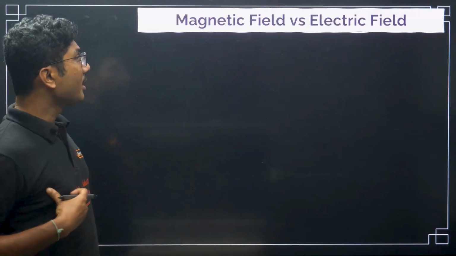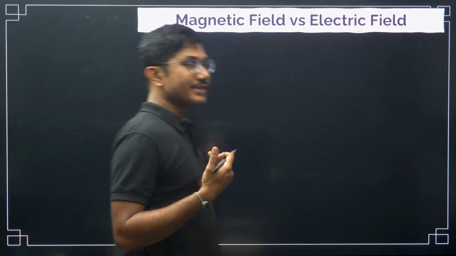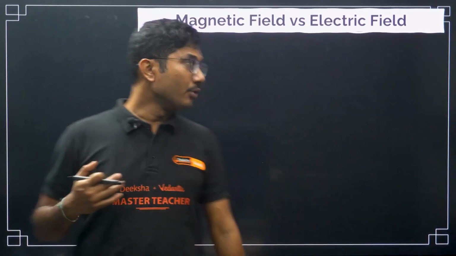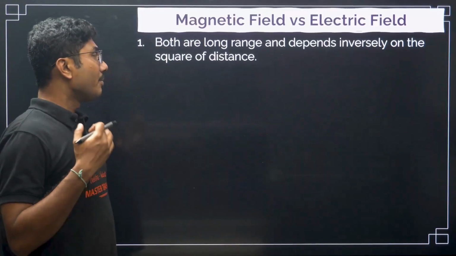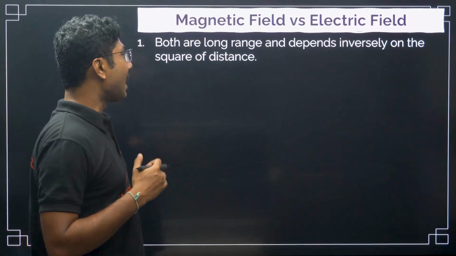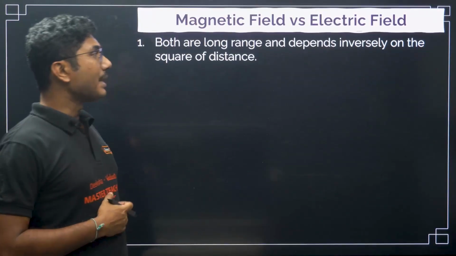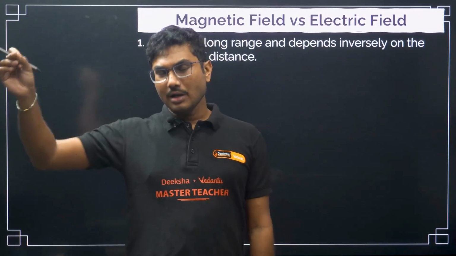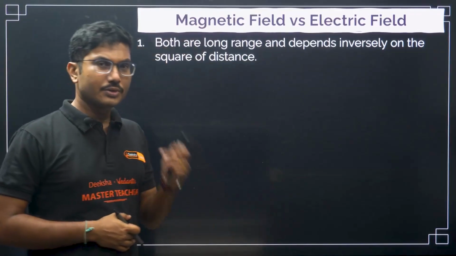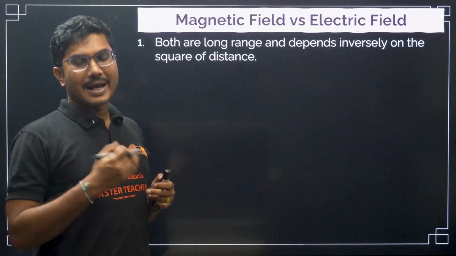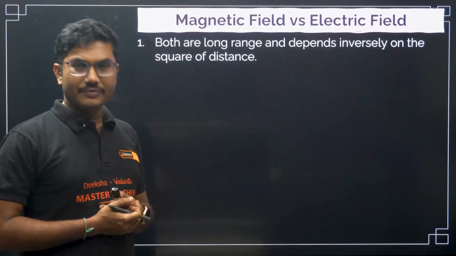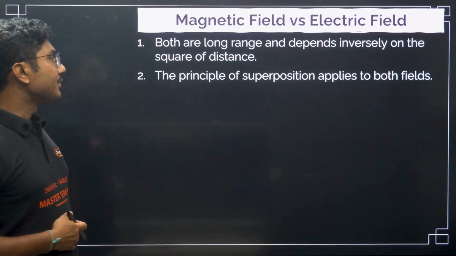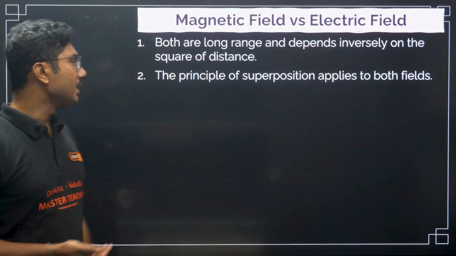Now let's move on. Magnetic field versus electric field: there is a comparison which is very essential for us to know. Both magnetic field and electric field are long range and depend inversely on the square of the distance. If you are moving away from the source, then the magnetic field as well as electric field both vary by the inverse square principle. The principle of superposition applies to both fields.